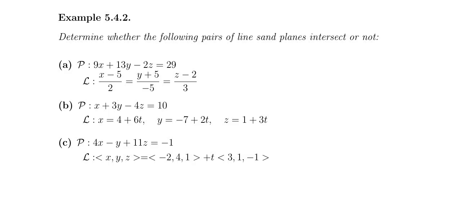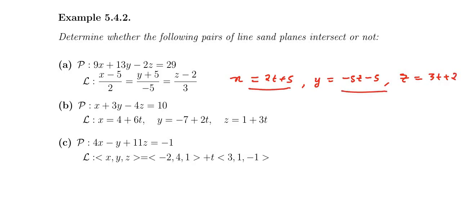So we take it back into having x equal to 2t plus 5. And also we have y, which is equal to negative 5t minus 5. If you multiply this by t, then take the 5 to the other side, then our z is equal to 3t plus 2. So we need the parametric expressions for the line.